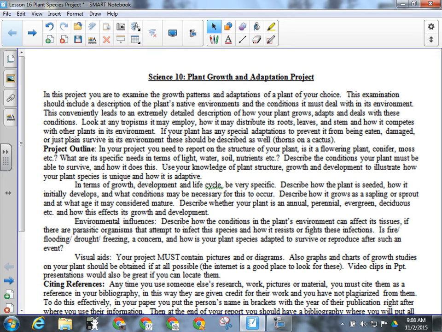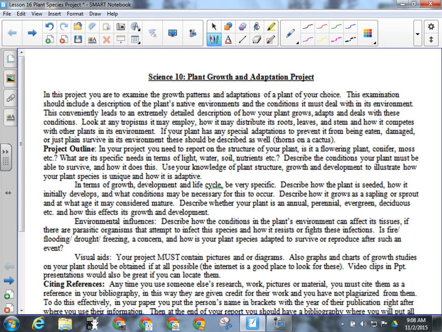How does it conserve water, transport water? Is there anything unique that it does? Stuff like that. So it's basically applying what we've learned about plants to a plant of your choice, and looking at how it does that. We want to examine growth patterns and adaptations of the plant of your choice. It should include a description of the plant's native environment.